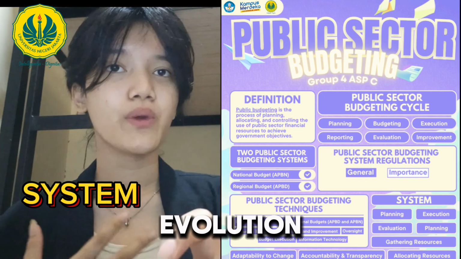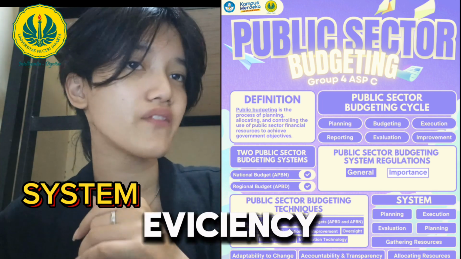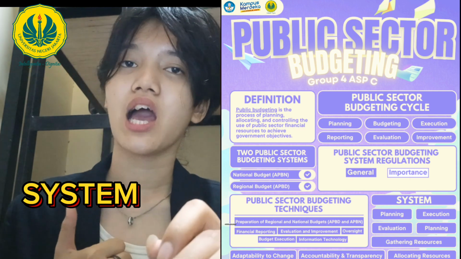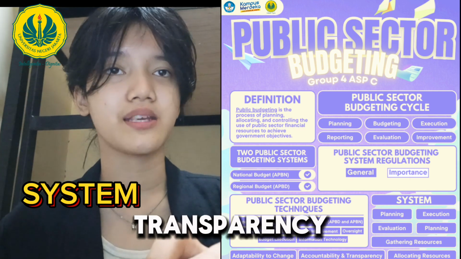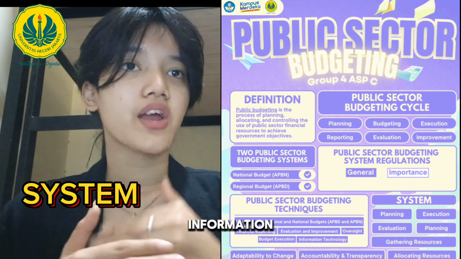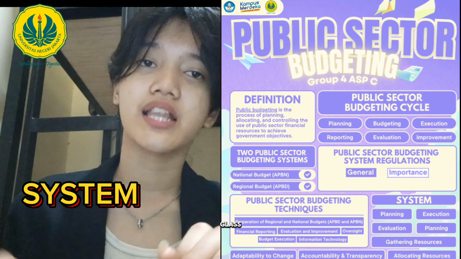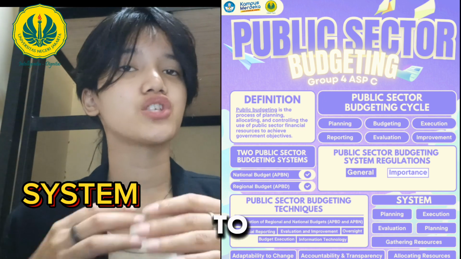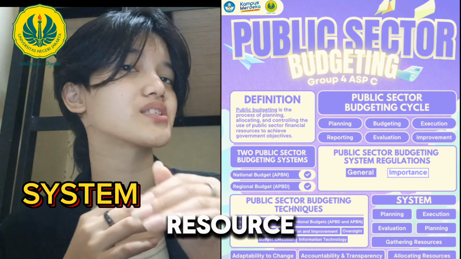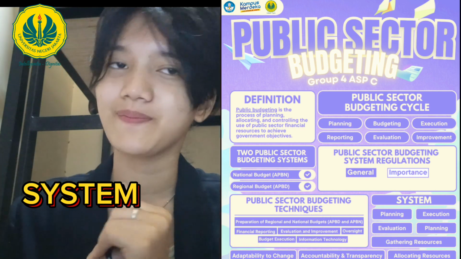5. Evaluation and monitoring, so assessing the effectiveness and efficiency of the funded programs and projects. 6. Accountability and transparency, so providing clear and accurate information while being accountable to the public. And last, responsiveness to change. So public sector budgeting can prioritize resource allocation based on the evolving needs of the community.